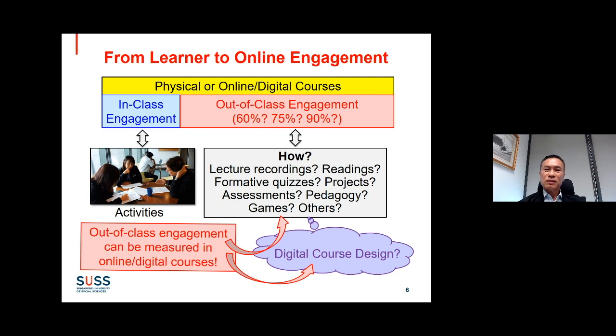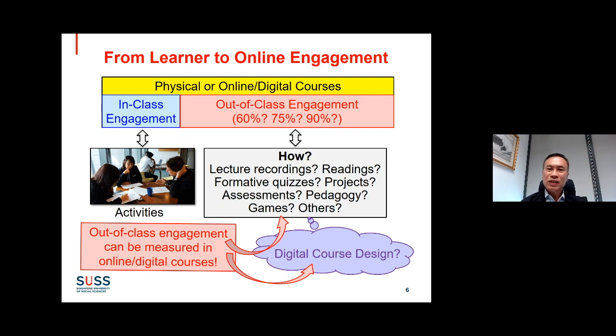My argument is this. My argument is that while it's true that it's difficult to observe in-class engagement for digital courses, digital courses are what can provide us with a good view of out-of-class engagement, and out-of-class engagement is actually more important.